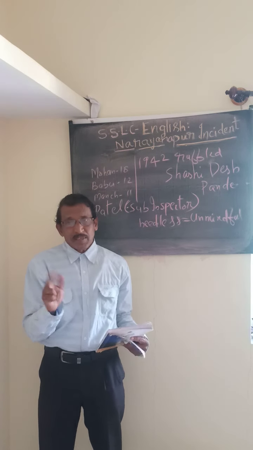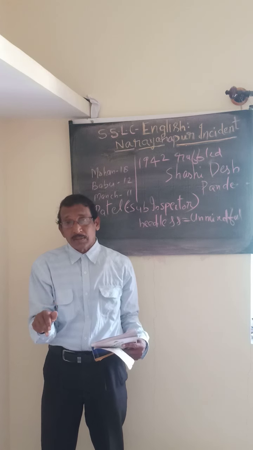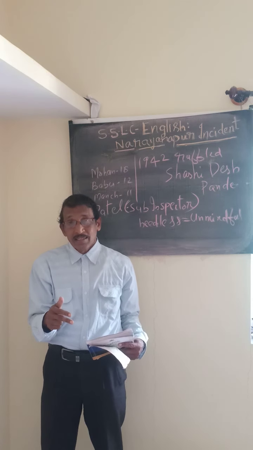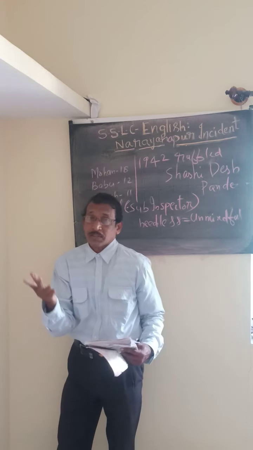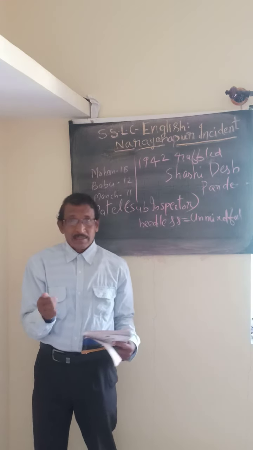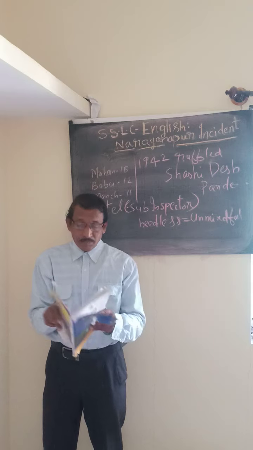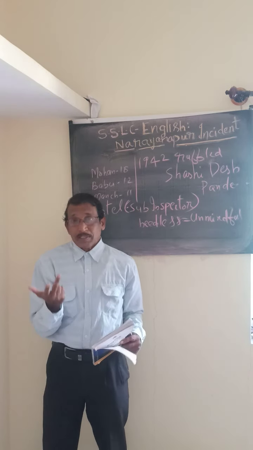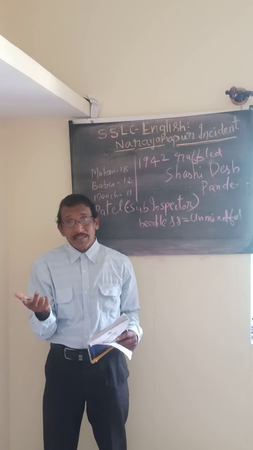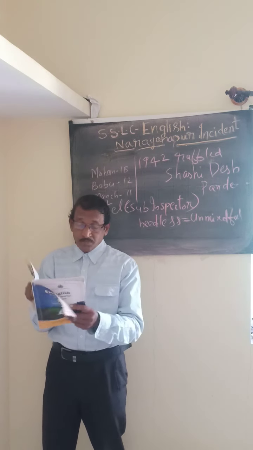Because they have already mentioned that if the British government is not leaving this country, we will start agitation. They will have to face consequences in future. That was the content in that letter. The collector was the representative of the British government, so they served that letter to the collector.